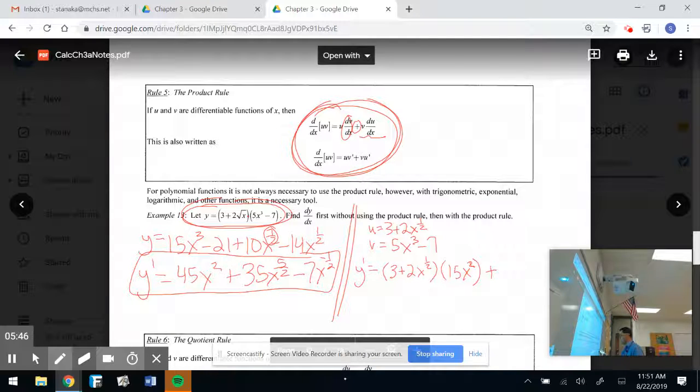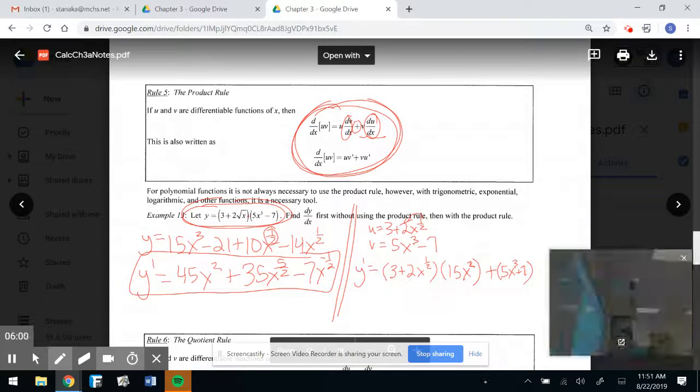Well, what's v? Oh, snap. Don't run out of room, Mr. T. Okay, it's 5x cubed plus 7. And we're going to multiply that guy by the derivative of u, which would be, ooh, let's drop that guy. Oh, sweet, it goes away. And I get x to the negative 1/2.